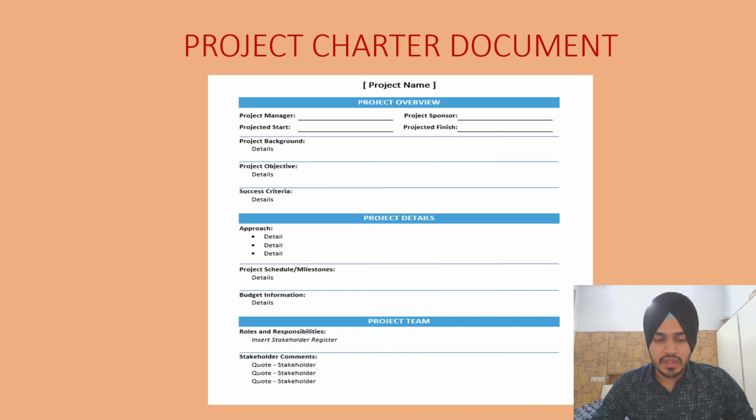After that, budget information: how much amount is required for the whole project to get executed. After that, information regarding the project team, that is roles and responsibilities. What are the roles and responsibilities of our project team, and of the stakeholders as well? After that, stakeholders' comments, if any.